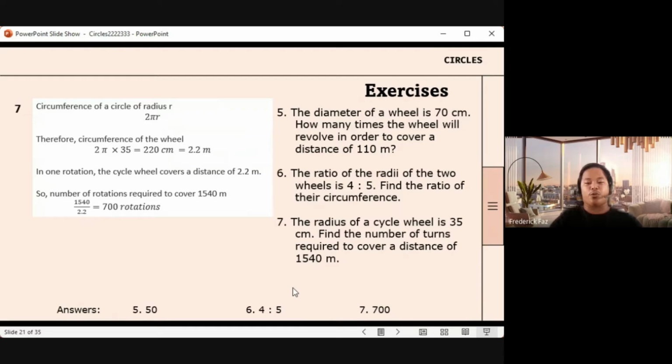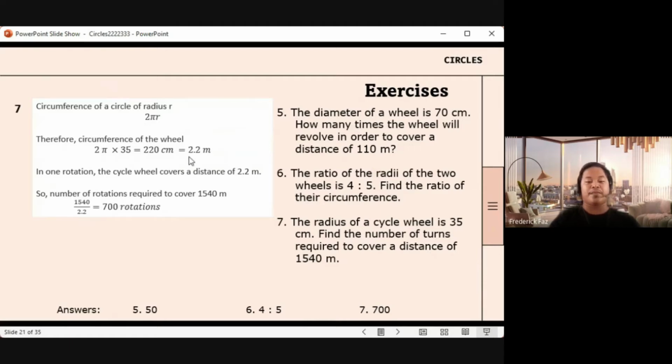For number 7, the radius of a cycle wheel is 35 centimeters. Find the number of turns required to cover a distance of 1,540 meters. In this example, the circumference of the wheel, 2 pi r, is 2 pi times the radius. So we have 2 pi times 35, which is equal to 220 centimeters.